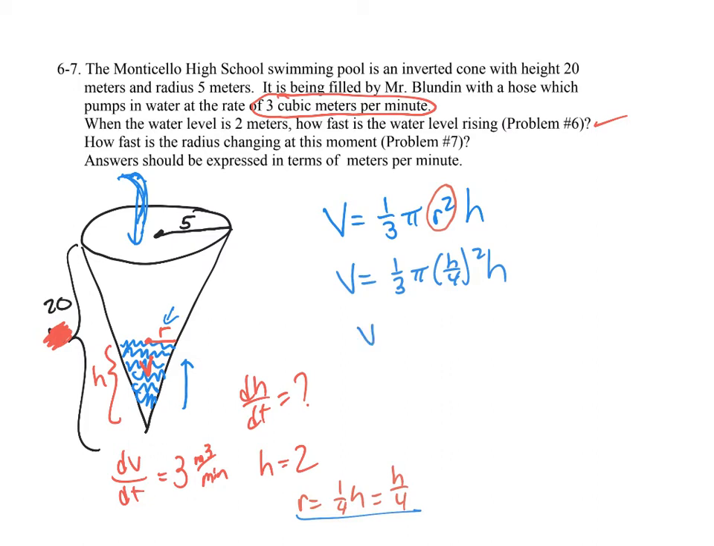And now I'm just going to simplify this a little so I can do my power rule. This is V equals 1/3 pi h cubed over 16.